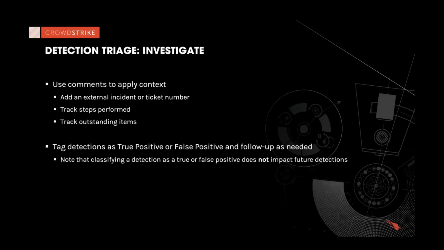As you triage each detection, consider using comments to add further information, such as external incident or ticket numbers, the steps you've performed to date, and any outstanding items that still need to be performed. And you may also use tags to classify and group your detections, for example, as true positives or false positives, and you may search detections using these tag values at a later date.